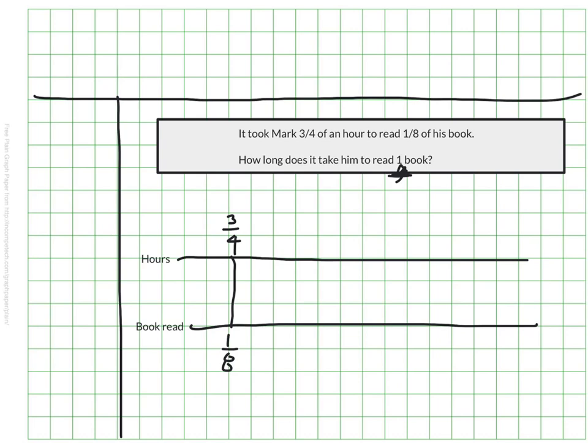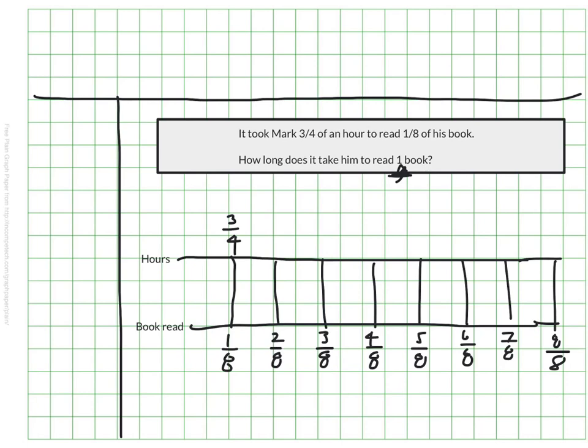So my double number line has been set up with hours and amount of the book that he has read, and we know that in 3/4 of an hour he reads 1/8 of the book. So I'm just going to grow my double number line, and I'm actually just going to grow by eighths because I know that that will eventually get me to his whole book. So I'm going to take a minute and fill that in. You can do the same.